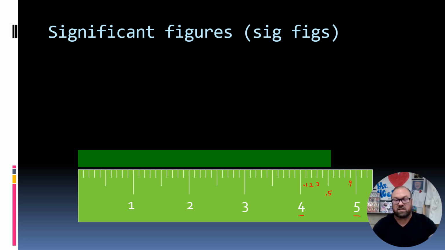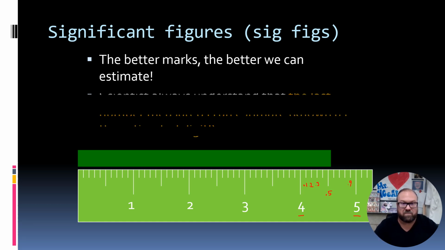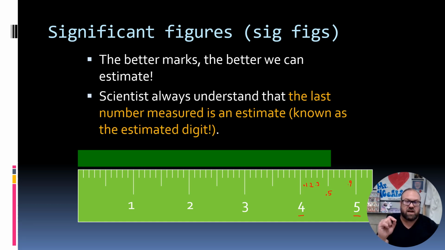So this is the same size ruler, but it's more accurate because it has smaller lines of measurement that lie between the 4 and the 5. So this ruler counts by 0.1, right? So it counts by tenths. Now, the better the marks, the better we can estimate the actual measurement, and the more significant digits we're able to produce in our measurement, okay? Scientists always understand that the last number measured is the estimate, right? We know that as the estimated digit.